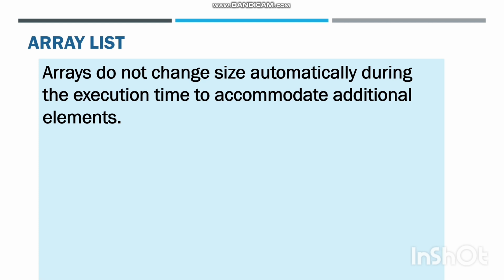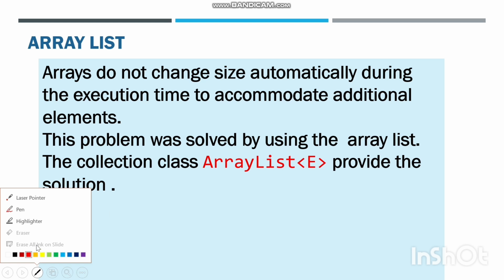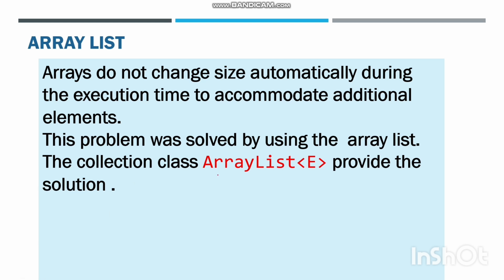But ArrayList is a type of array, or a modification of arrays, in which there is no fixed size. You can expand it, you can reduce the size of it. Okay, so this problem was solved by using the ArrayList. The collection class ArrayList provided the solution. So the ArrayList is basically a collection class. As you can see, it is a collection class, and we will make an object of this class to use it.